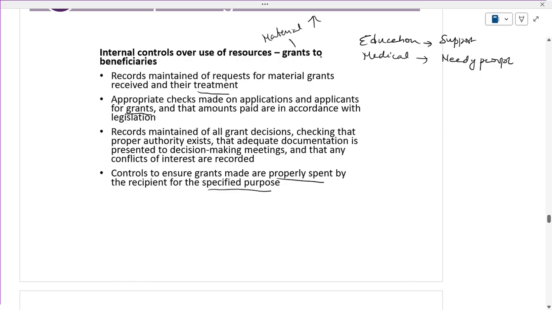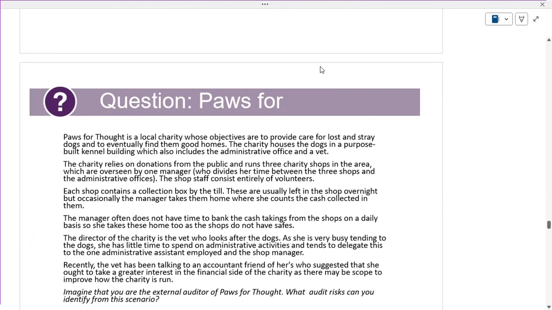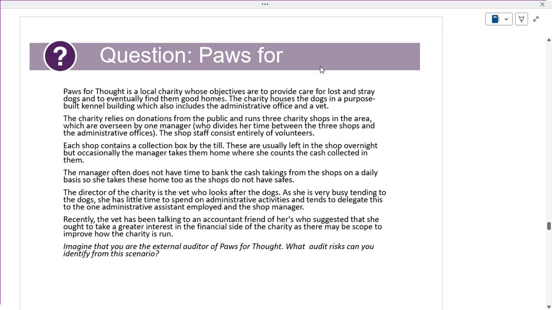You should have authorization, approval, verification, all things looked into. What does it say? A small question. Pause for thought is a local charity whose objective is to provide care for lost and stray dogs. You cannot say people are there, animal activists are there, who always think about animals. These are famous people who protect animals, think about them, and eventually find them a good home.